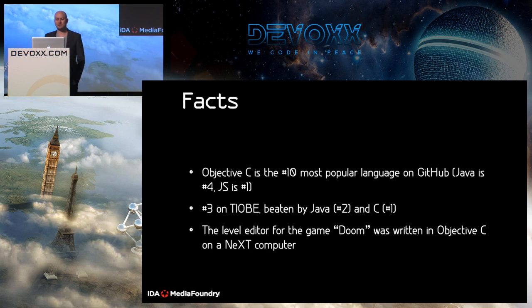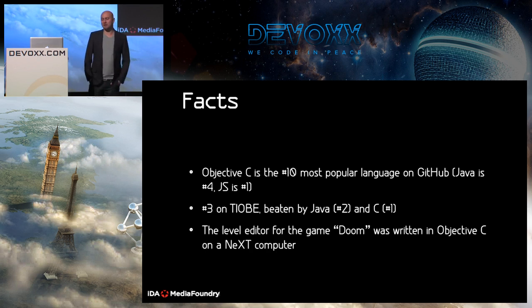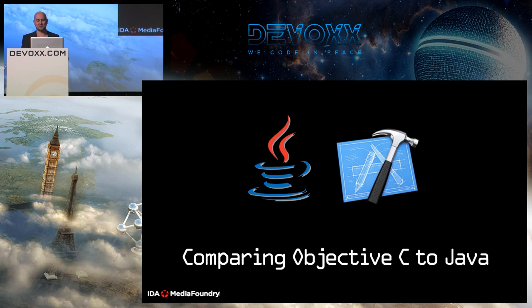So, some fun facts about Objective-C. Objective-C is apparently the 10th most popular language on GitHub. In perspective, Java is number 4 and JavaScript is number 1. Then you have the TIOBE index, where Objective-C is number 3, based on search engine hits. Java again beats us with number 2, and strangely enough, C is number 1. And for the gamers among us, the Doom level editor, way back, was written in Objective-C on a NeXT computer. So you can do powerful stuff with it.